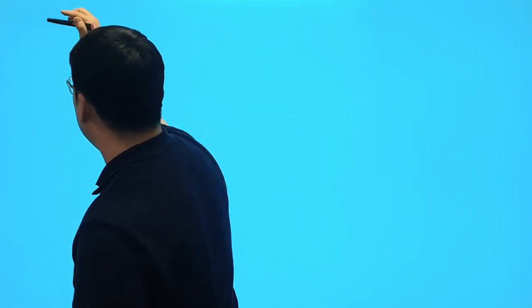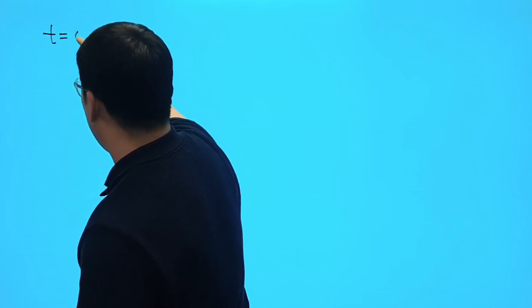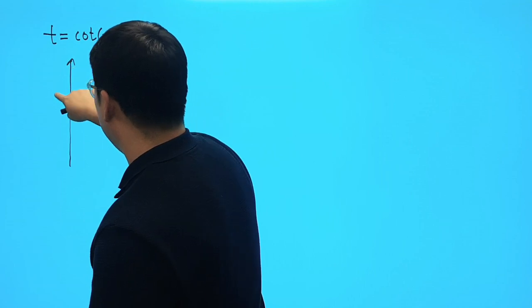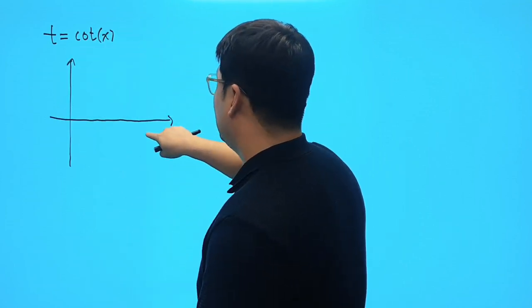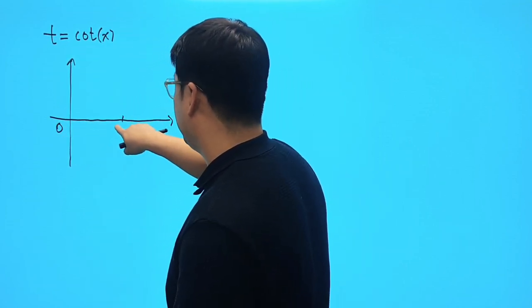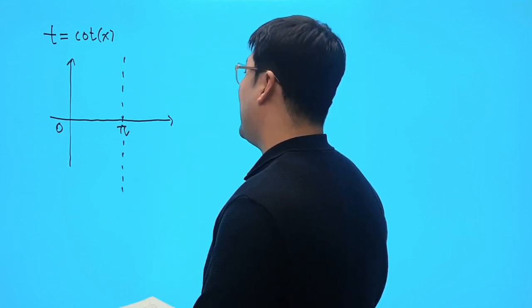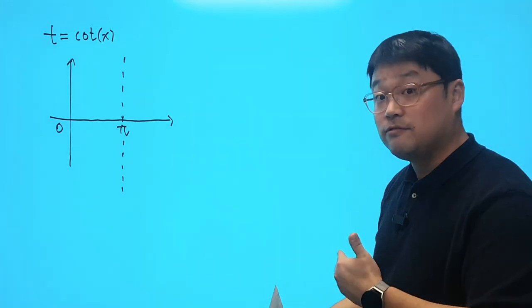So first off, the very first idea that we need to know: t equals cotangent x. And we can sketch the graph. We can literally sketch the graph from 0 to pi, and except at pi, we get the vertical asymptote. And this is going to fall, right?